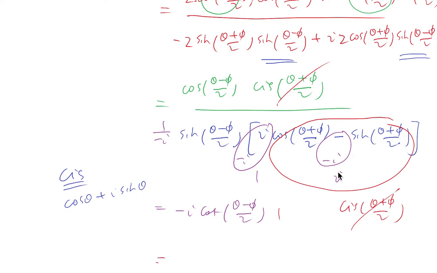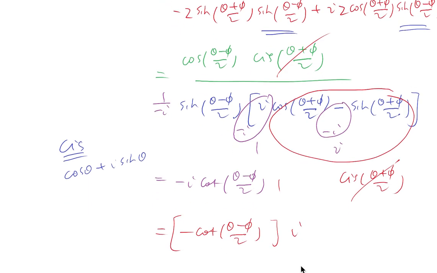Okay, so overall you can see it's minus cot theta minus phi all over 2 multiplied by minus I. Again, it has no real part, so it is pure imaginary. Okay, it is also a pure imaginary number.